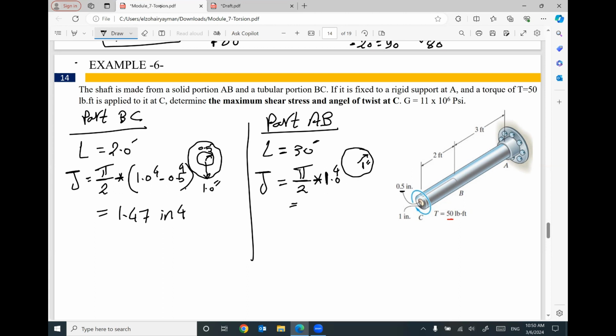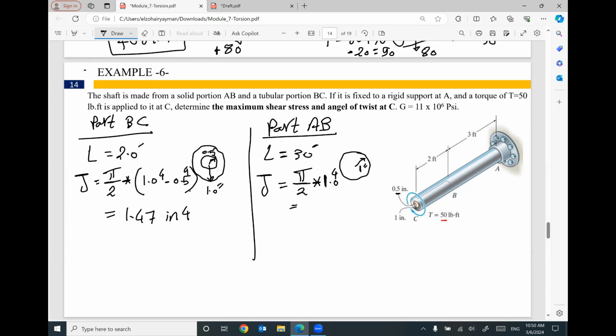It will be 1.57 inch to power 4. What else? The applied torque: since we have only one torque on this shaft, it will be constant on both the two parts. So the applied torque will be 50 pound-foot, and the applied torque here will equal 50 pound-foot.